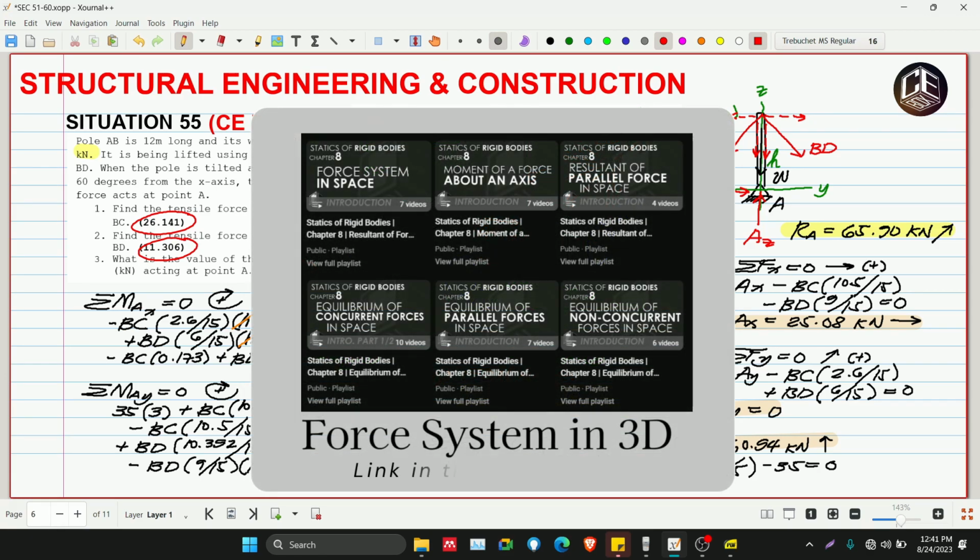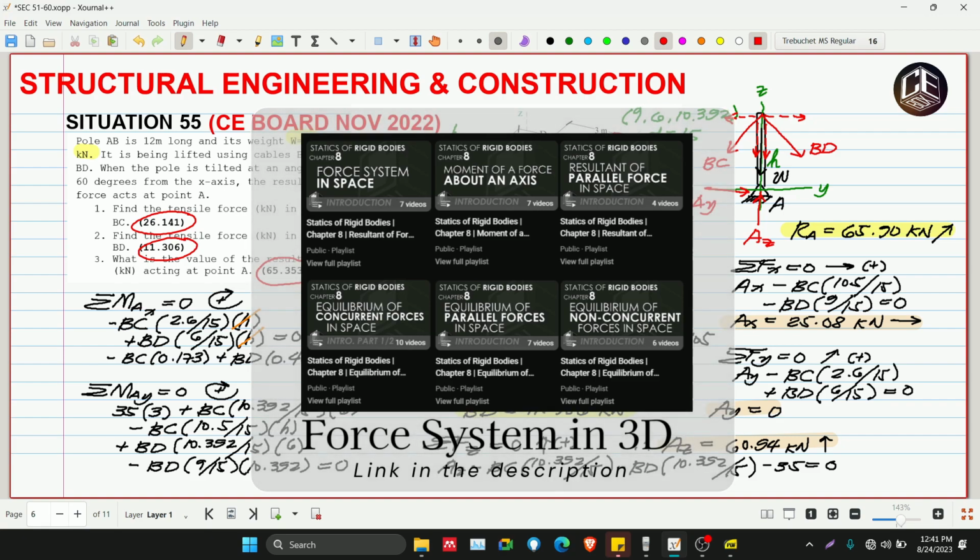So, para hindi kayo masyadong mahirapan sa pag-a-analyze, pwede ninyong i-visit yung aming playlist na Chapter 8 under the statics of rigid bodies, force system in 3D or force system in space.